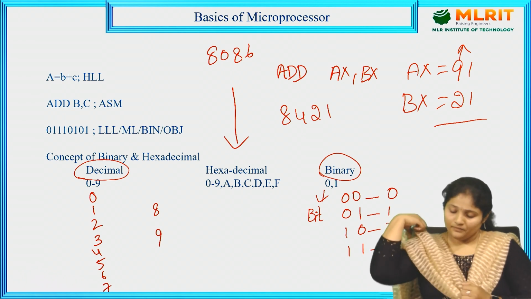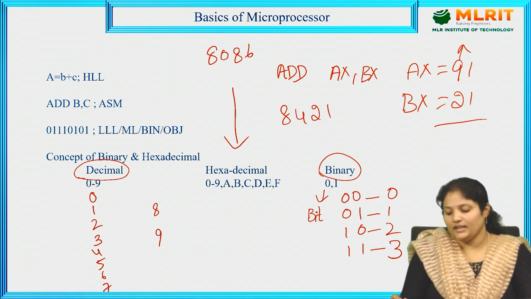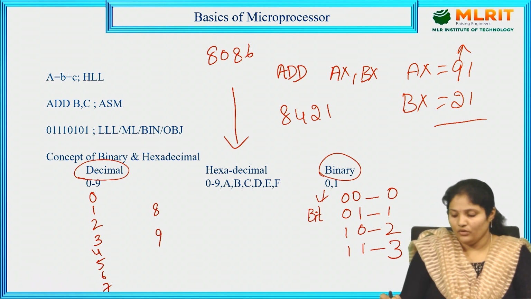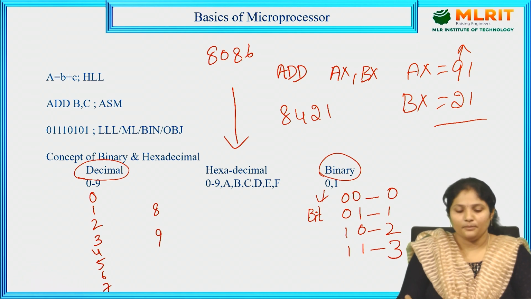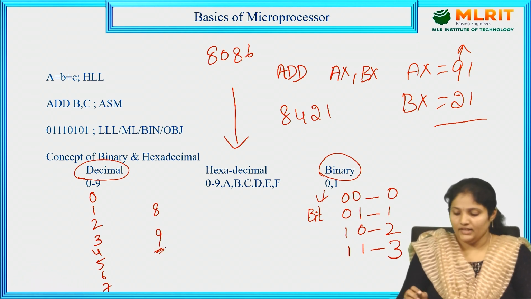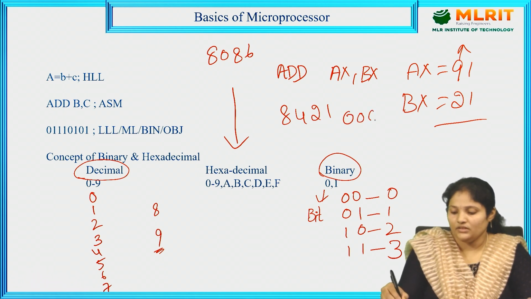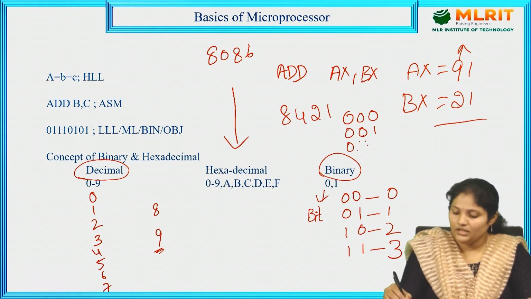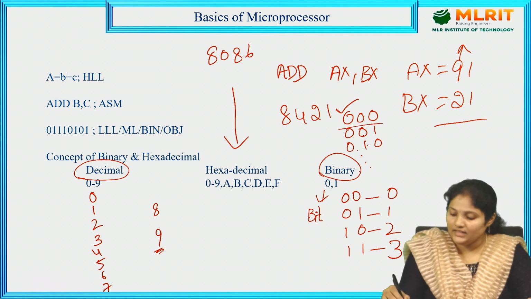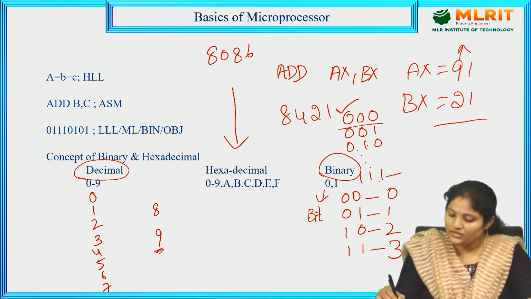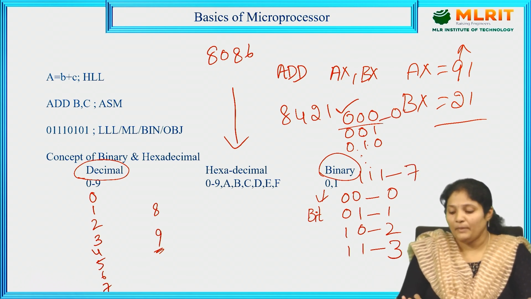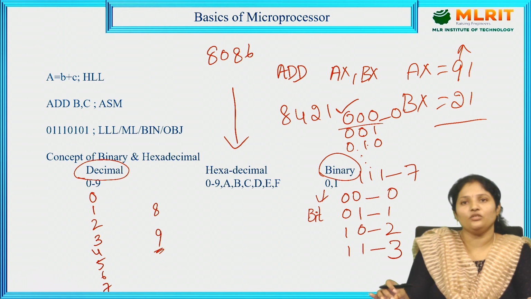So by using 2 bits, we can represent only 0 to 3. But here we have 9, so we will increase another digit. I will take 3 digits: 000, 001, 010, and so on. The lowest number would be 3 zeros and the highest would be 3 ones. Using 3 ones, 4 2 1, which is nothing but 7. So by using 3 binary digits, you can represent only decimal numbers 0 to 7.